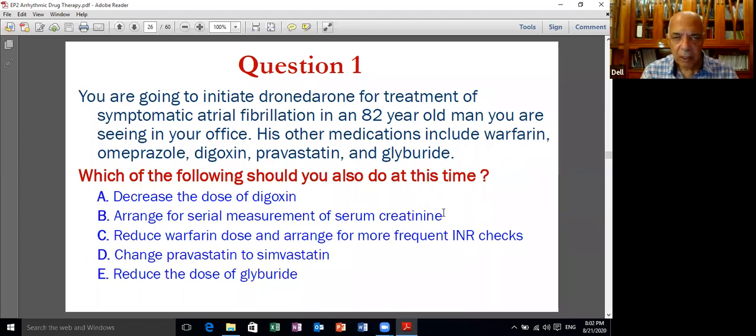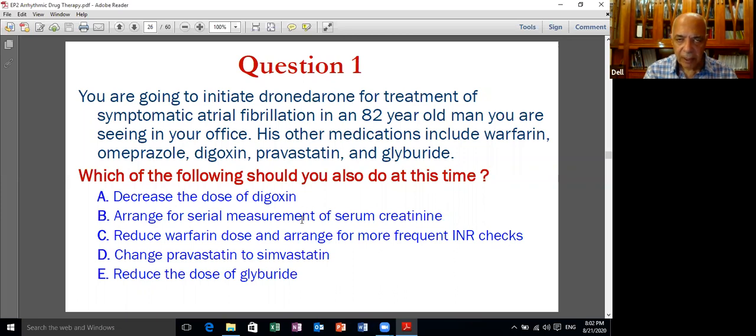You are going to initiate dronedarone for the treatment of symptomatic atrial fibrillation in an old man that you are seeing in your office. His other medications include warfarin, omeprazole, digoxin, pravastatin, and the sulfonylurea glyburide. Which of the following should you do at this time? Decrease the dose of digoxin, arrange for serial measurements of serum creatinine, reduce warfarin dose and arrange for more frequent INR checks, change pravastatin to simvastatin, or reduce the dose of the sulfonylurea. The correct answer is to decrease the dose of digoxin, but let's go through them one by one.